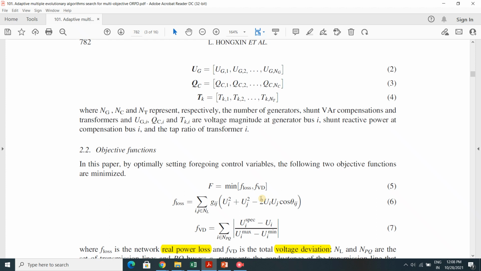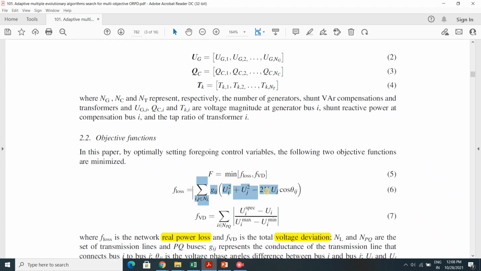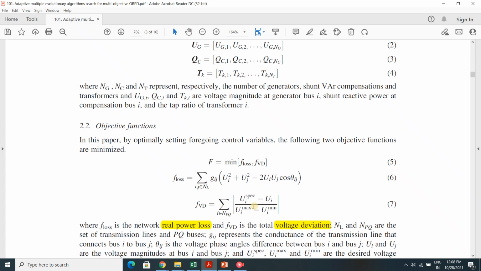This is the thumb rule that in power system engineering, load flow studies are always performed in the per unit system. So suppose the voltage should be within 0.95 to 1.05. If it is not, then the voltage deviation is more, and the system will collapse. So we have two objective functions. Number one is power loss. This is the equation to calculate the power loss of a system of n number of buses. And number two objective function is the voltage deviation.